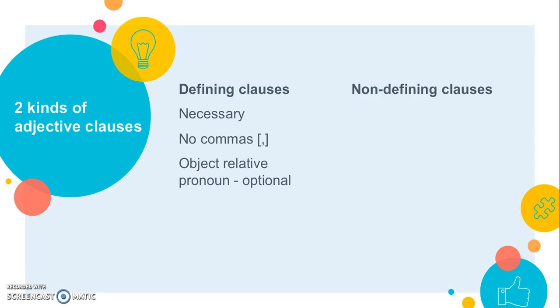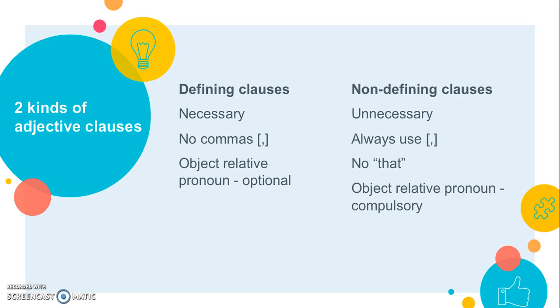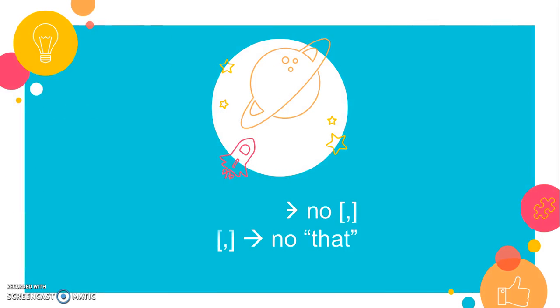In non-defining clauses, which is the opposite, they are quite unnecessary because what we modify are clear. And we always have to use the comma. And because of this, we don't use that. Object's relative pronoun in a non-defining clause is compulsory. And this is the answer to my previous question. That can be everywhere, but not with the comma.